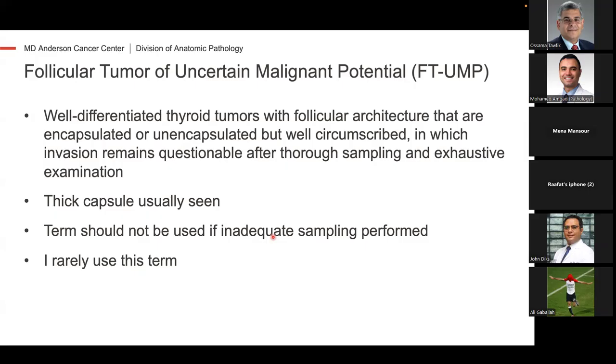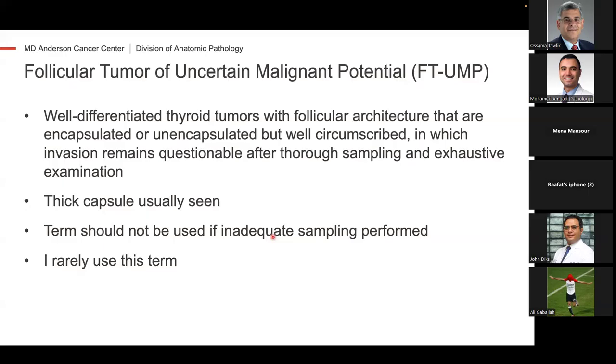For me, I rarely use this term, and it shouldn't be something that you use commonly, because a lot of these lesions you're not always sure if it's going through or not, but you should use that very rarely. And I think in the WHO, in different institutions, from 0.5% to 3% of follicular lesions are diagnosed as uncertain malignant potential.